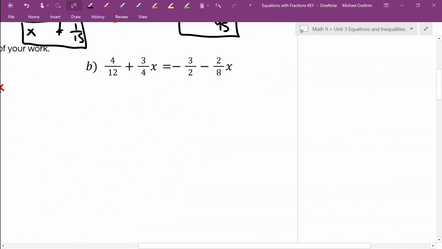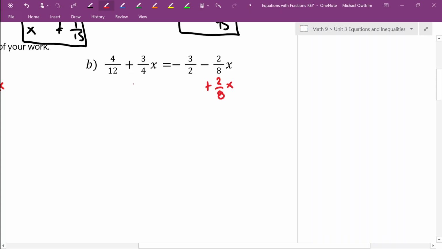In question B, we again do not have any brackets to deal with here. And we know that our positive 3/4 will be bigger than negative 2/8. So we're going to want to leave the x's on the left, and we'll cancel out the negative 2/8 x on the right. So the opposite of minus 2/8 x is plus 2/8 x, which we'll do to both sides.